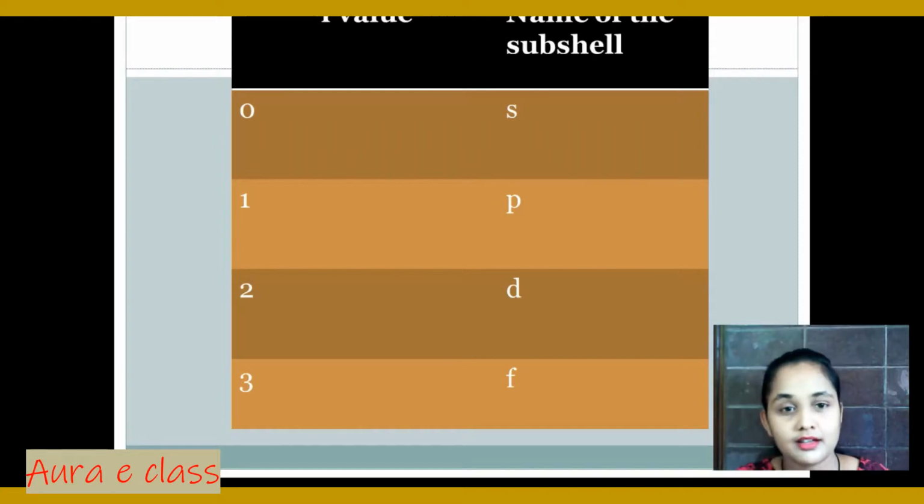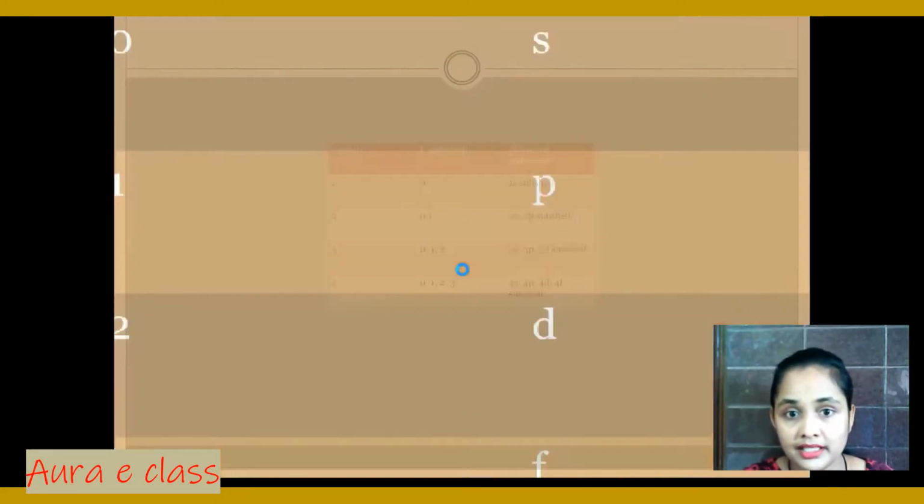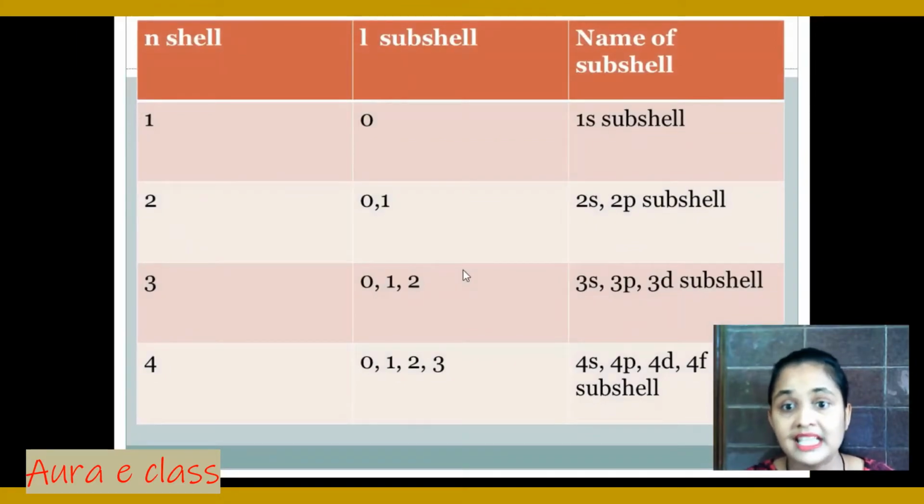So now we have already studied what is the L value and what is the name of the subshell. If the L value is 0, your subshell is s. If it is 1, it will be p, 2 is d, 3 is f. So these are the 4 numbers and names of subshells that you should know at your high school level. So moving ahead, we have the name of the subshell.